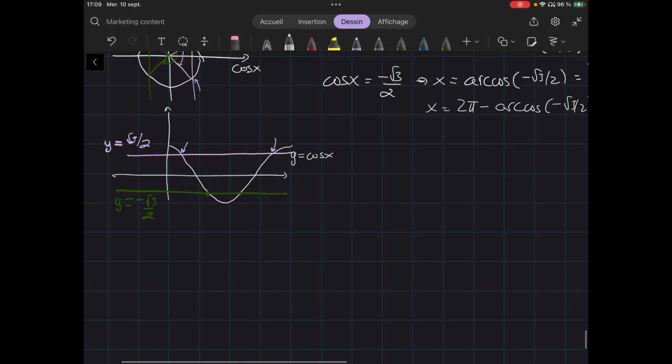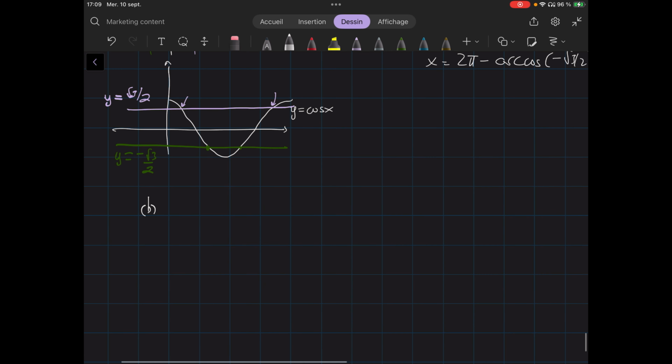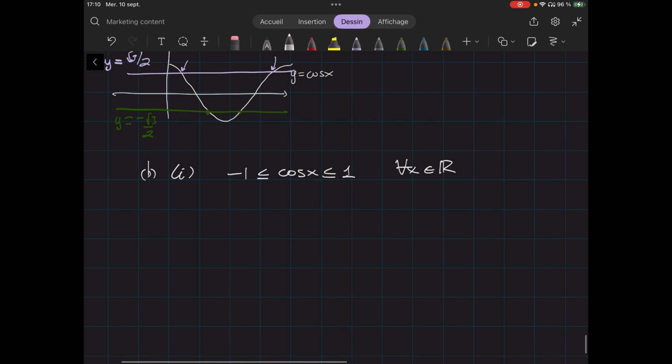Moving on to part B. In part B, you're given the graph of f. B1. Show that cos of x minus 2 less than 0 is true for all real values of x. This is trivial. We know that negative 1 is less than or equal to cos of x less than or equal to 1 for all real x. It is always between negative 1 and 1.